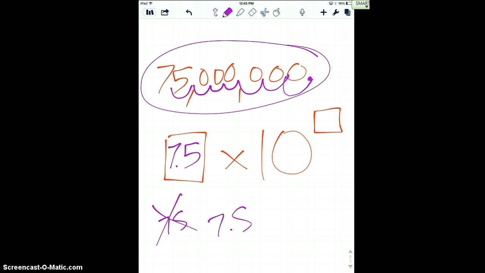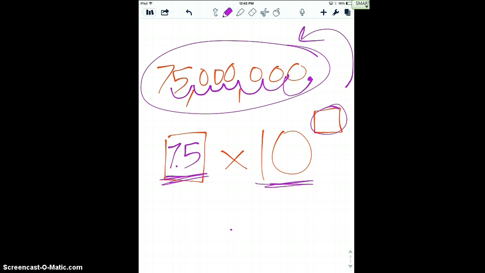Okay? And then from there, I need to fill in one more thing from my scientific notation form. I need to get that exponent. So the exponent tells me how many times I want to multiply this 7.5 by 10 in order to get back to this big number of 75 million. Well, how many spots do we move that decimal? Well, I moved it 7 times. Okay, so there it is, we got it.